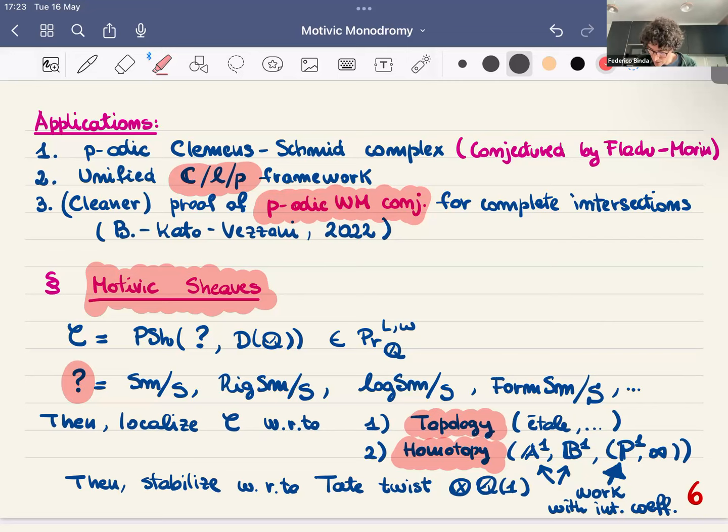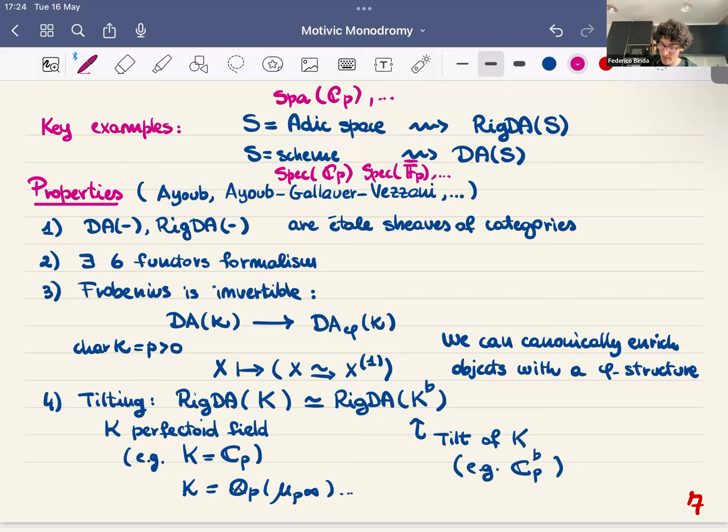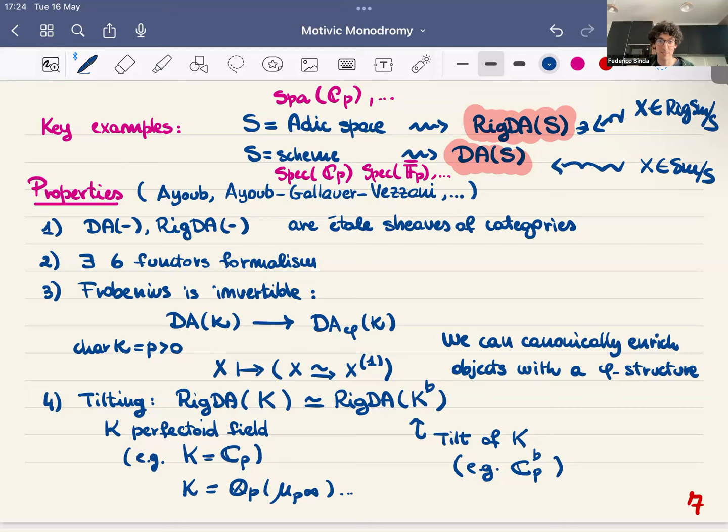All right, so these are the two key examples I will be interested in today. S will be either an adic space, very concretely Spa of C_p, for example, with canonical integral structure, or S can be a scheme, well, it can be Spec of C_p, why not, or Spec of F_p bar, or whatever. These are the kinds of objects we will care about. And so objects here will be rigid analytic motives over S or algebraic motives over S. Of course, any object X in rigid smooth over S will produce by Yoneda an object here, and any X in smooth over S will produce by Yoneda an object here. It will be the motive of X in the corresponding category.